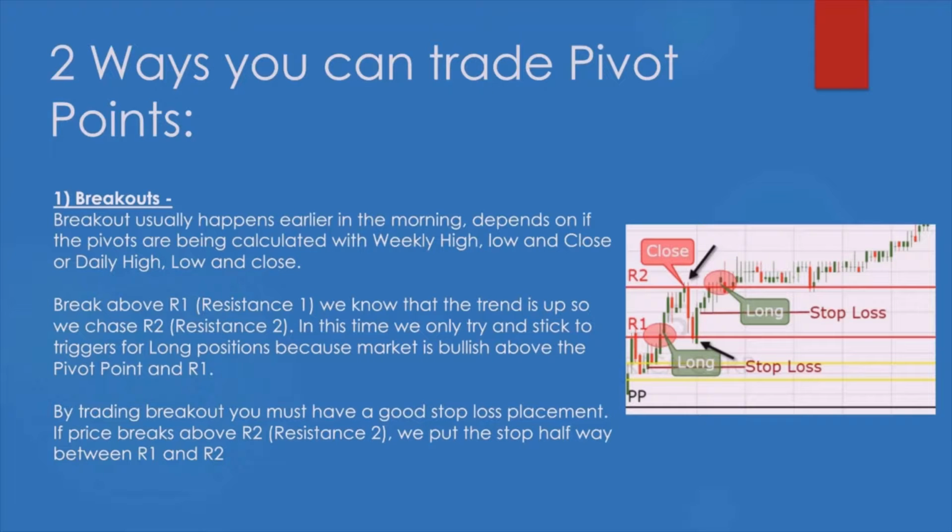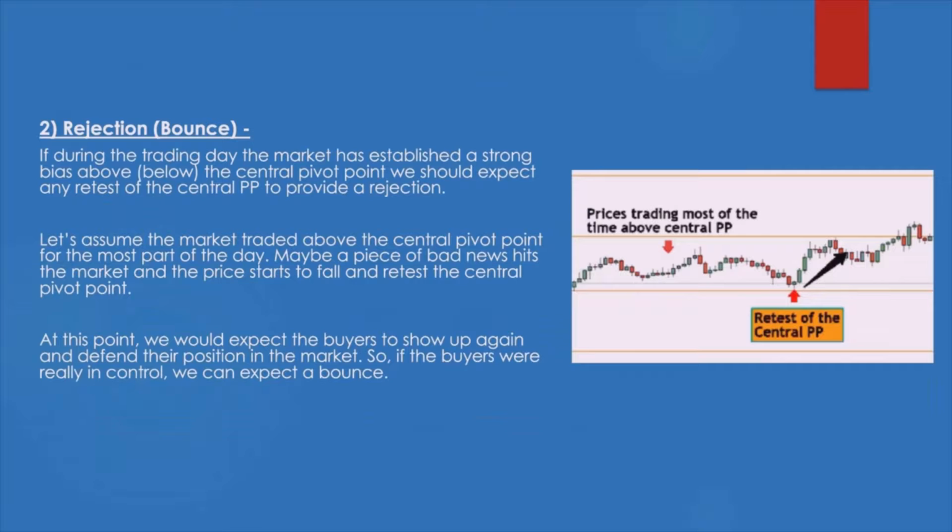By trading breakouts, you must have a good stop loss placement. If price breaks above the resistance 2, we put the stop halfway between the R1 and the R2. Number 2 being a rejection, or in other words a bounce. If during the day the market has established a strong bias above or below the central pivot point, we should expect any retest of the central pivot point to provide a rejection.